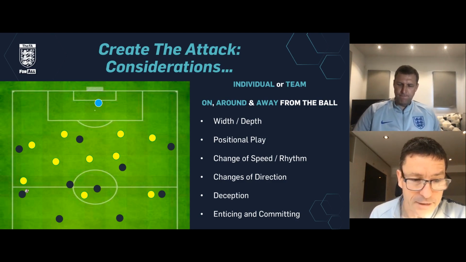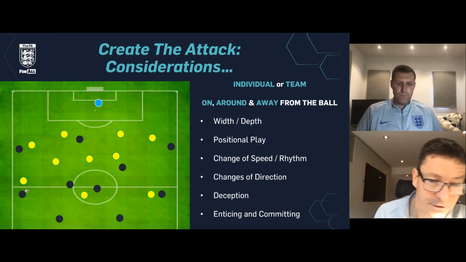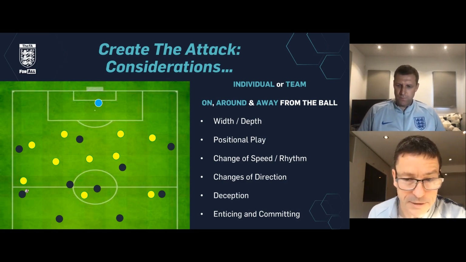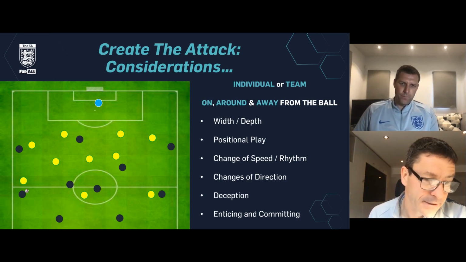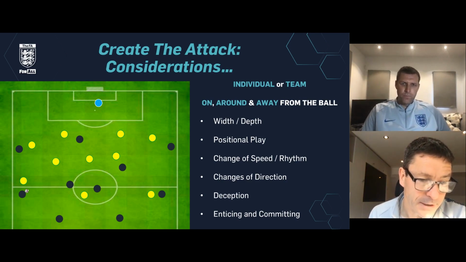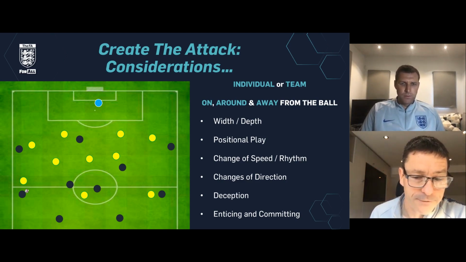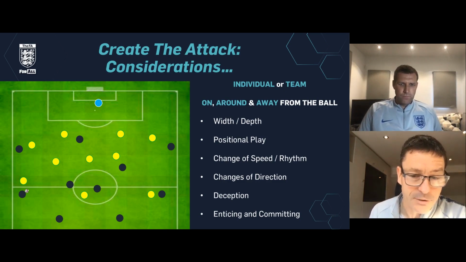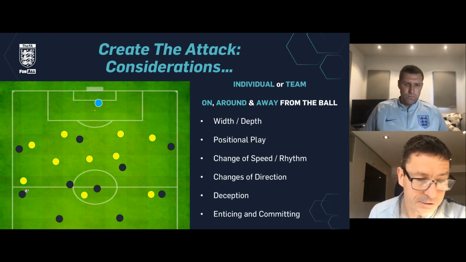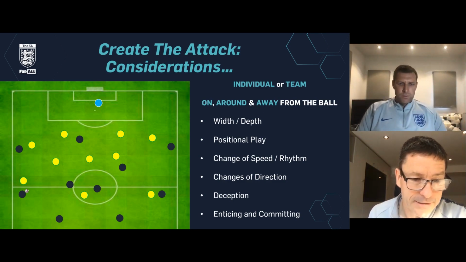And then there might be changes of speed individually. Does the left back drag it to the outside, then dodge back inside with a change of speed and rhythm and direction, and have deception as if you're going to play it inside to the right back, to the midfield player, and then maybe play it over the top for the winger going? So there might be deception involved, but there might be deception and enticing and committing as a team as well, and changes of direction. So switching the play quickly as a team, not just as an individual, and enticing a team on.